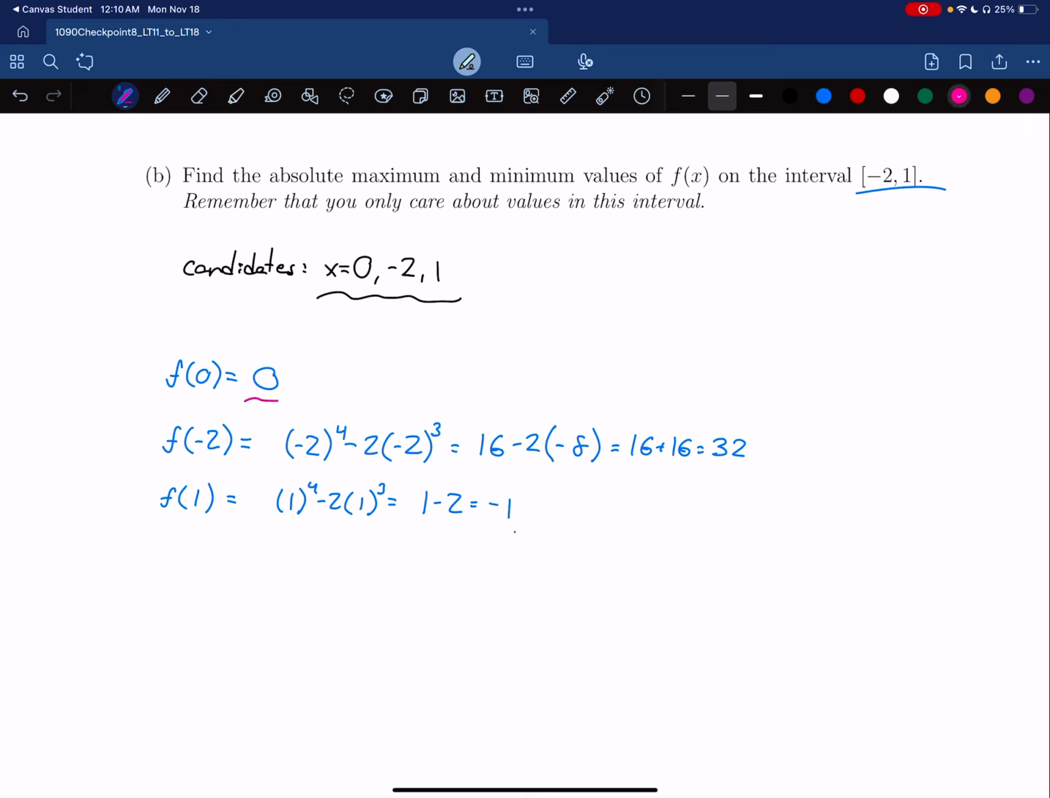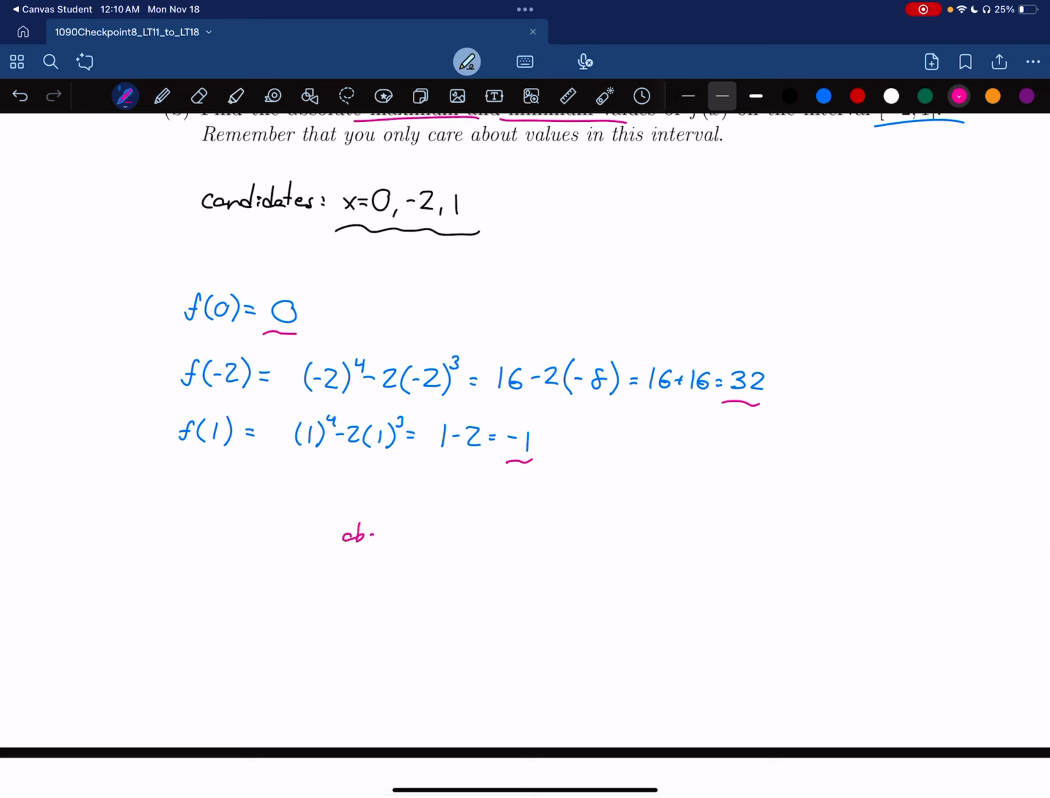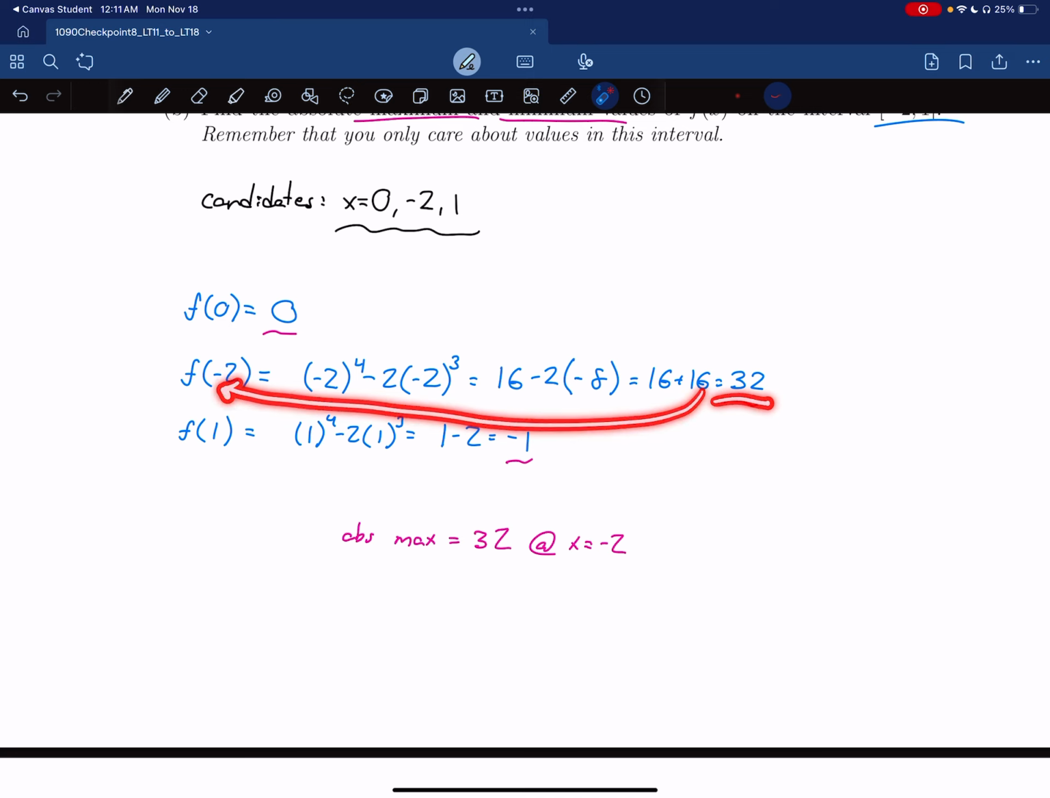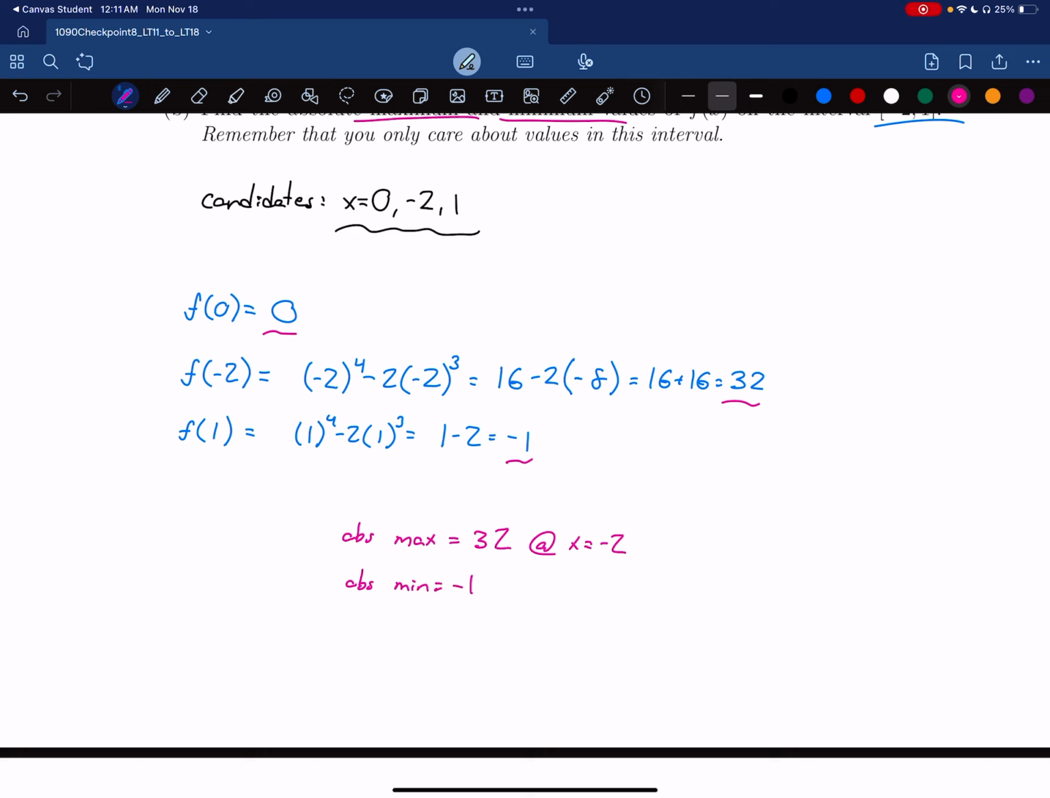All right, so we got our values here. We determine the max and the min. I'm going to say that my absolute max on this interval is equal to 32, and that occurs at x equals negative 2. 32 is the biggest number we get, and it's associated with negative 2. I'm also going to write that the absolute min is equal to negative 1, and that occurs at x equals 1.